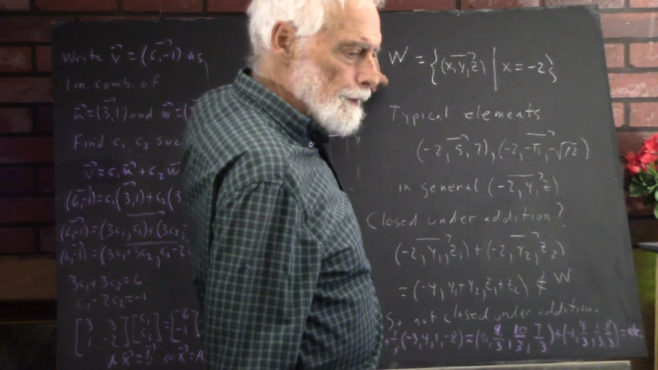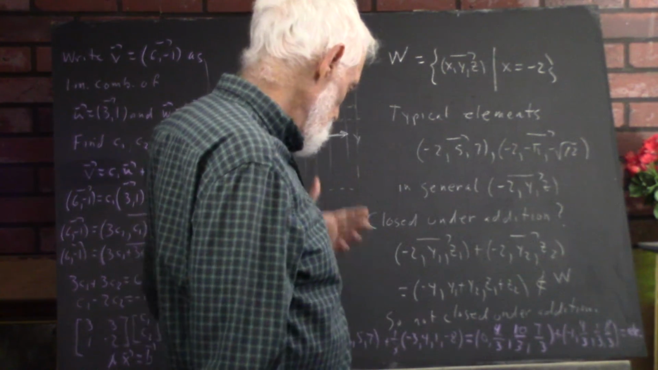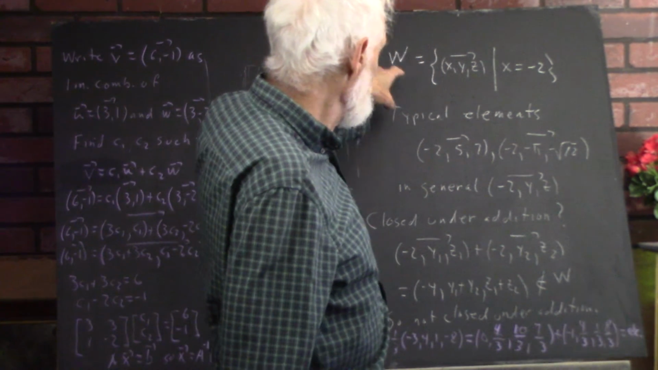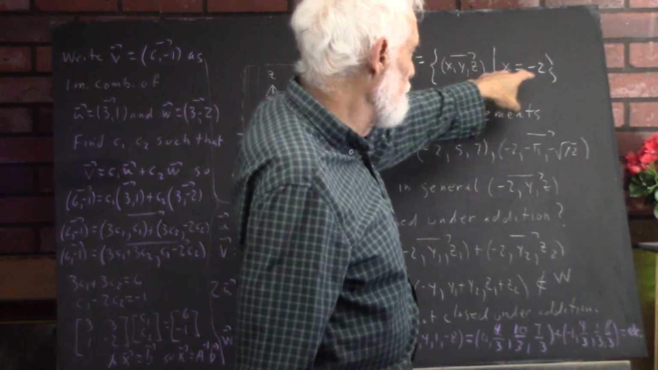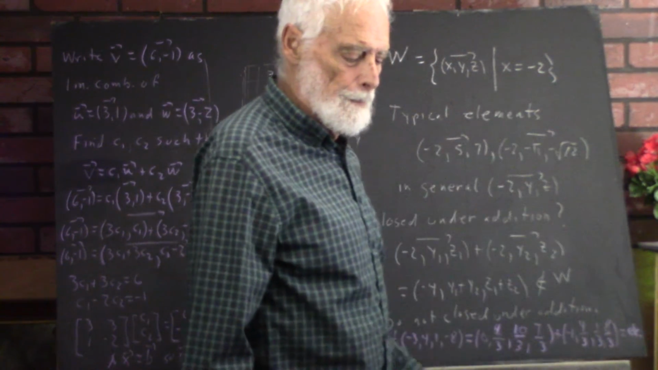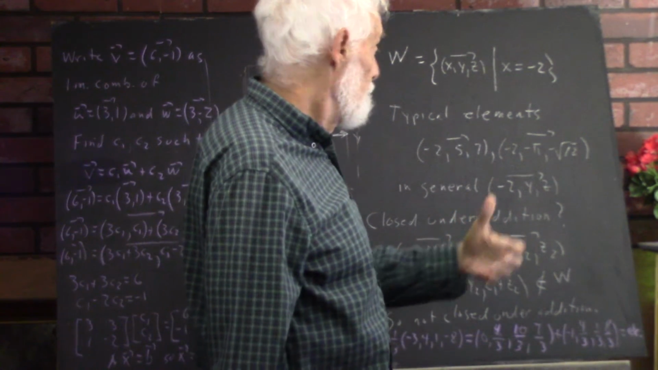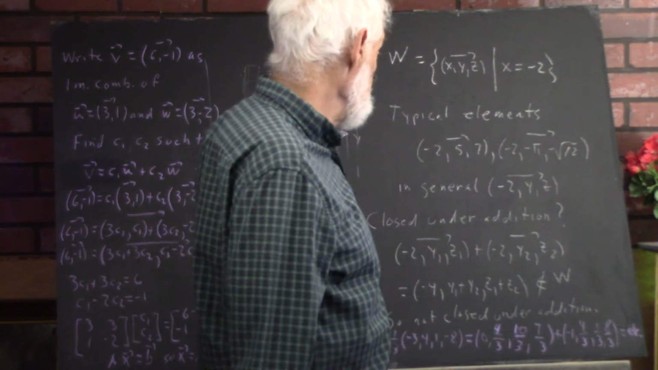Okay, looking at a couple of problems that are related to problems that weren't completely done correctly by some people on the homework. We have W equals the set of x, y, z such that x is negative 2. That is the set of vectors in R3 whose first coordinate is negative 2.